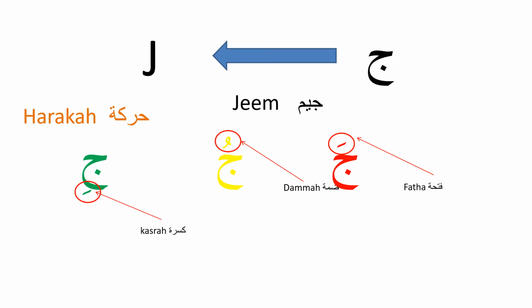What happens if we want to elongate the sound of Jeem? We add mad, which we talked about earlier. Mad is adding alif, waw, or ya after the letter to elongate the sound. So instead of ja, it will be jaa. We added alif, we added mad to this letter. So jaa, juu, and jii. We are elongating the sound a little bit more by adding mad.